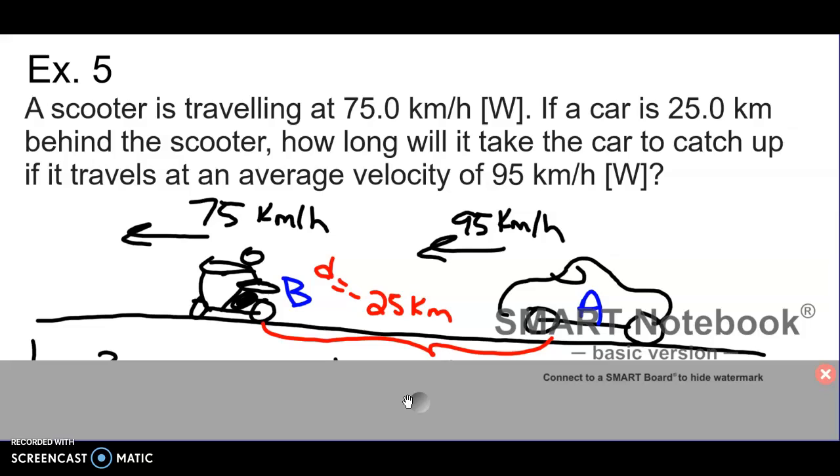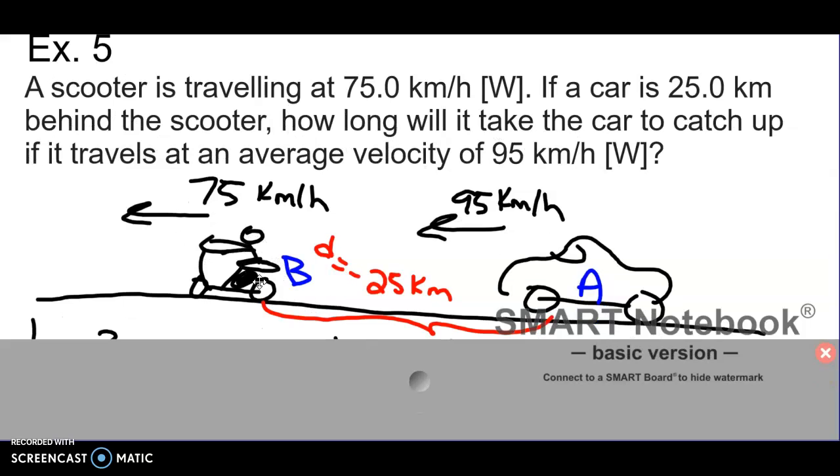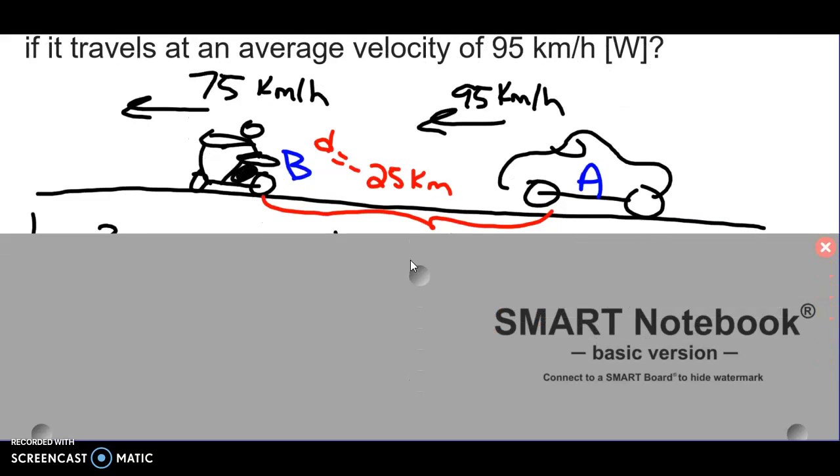All right, let's do our diagram here. So here's our scooter, right? It's traveling at 75 kilometers per hour. And if a car is 25 kilometers behind, right? So here's our distance. So negative 25 kilometers back, right? Here's car B, or car A, sorry, and that's traveling at a velocity of 95 kilometers per hour, right? So we have our car and we have our scooter. You can label it however you want, right? You can label this C and this S, for car and scooter. I usually do A and B.